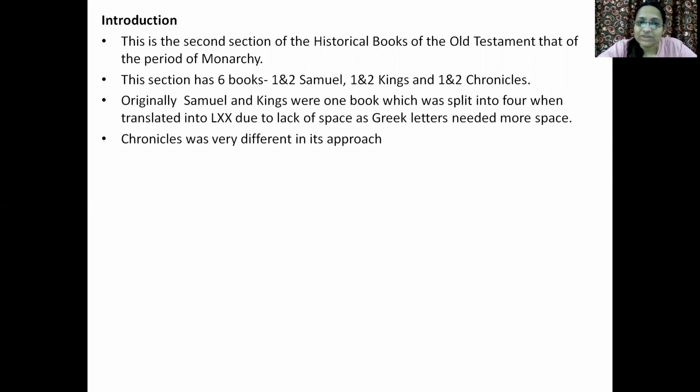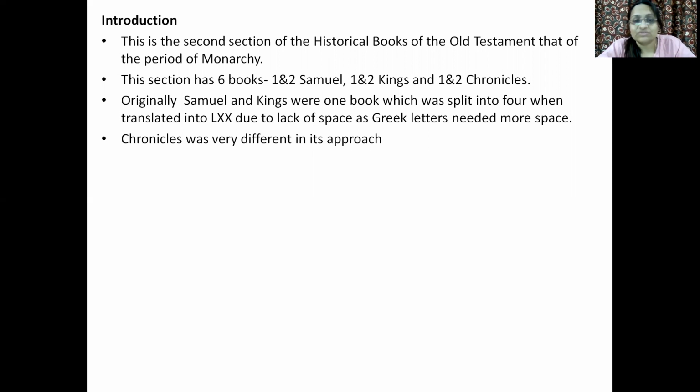Originally Samuel and Kings were one huge scroll, which was later split into four parts when it was translated from the Hebrew scriptures into the LXX, the Septuagint or Greek translation. Why was it done? Because the Hebrew alphabet basically used no spaces and no vowels, but Greek script needs spaces, and it also has vowels and everything, so it needs more space.